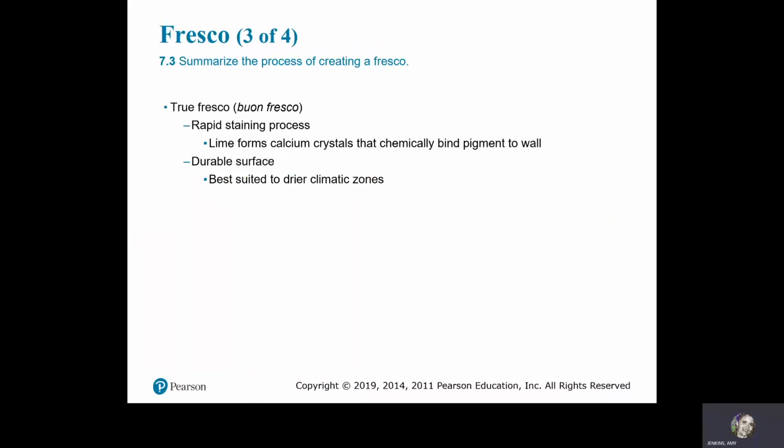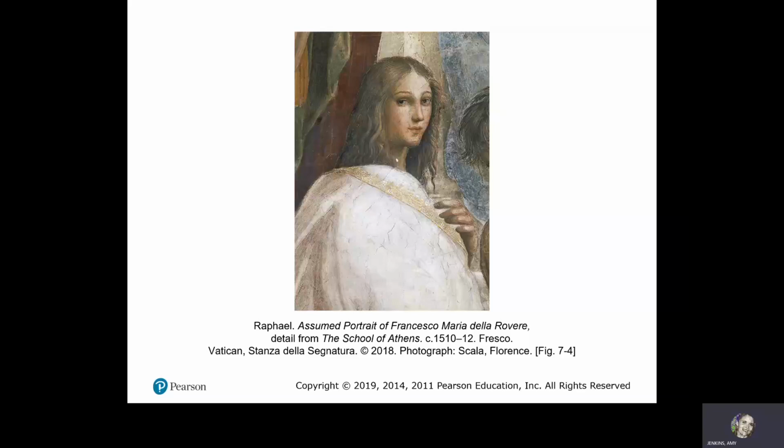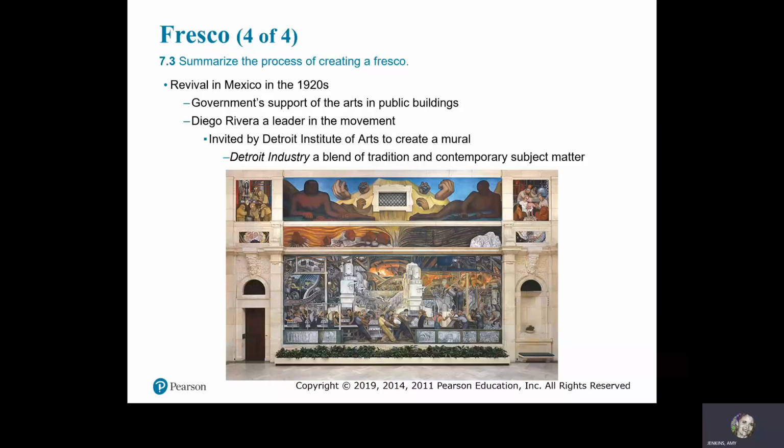True fresco, buon fresco, has a rapid staining process. Lime forms calcium crystals that chemically bind the pigment to the wall. It's a durable surface. It's best suited to drier climate zones. Raphael's assumed portrait of Francesco Maria della Rovere, detail from the School of Athens.